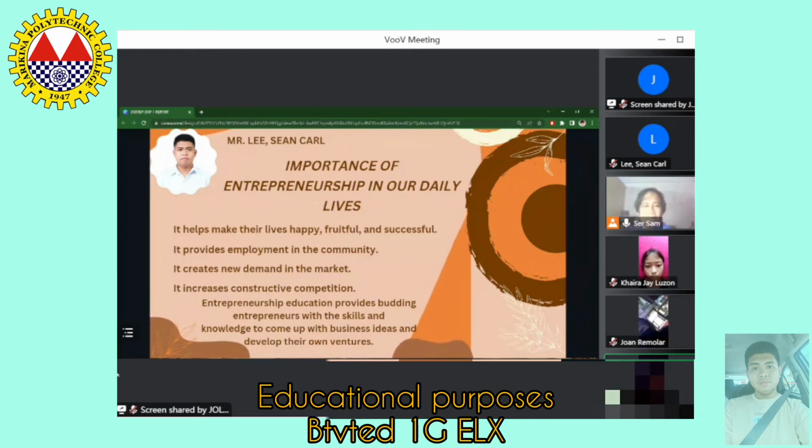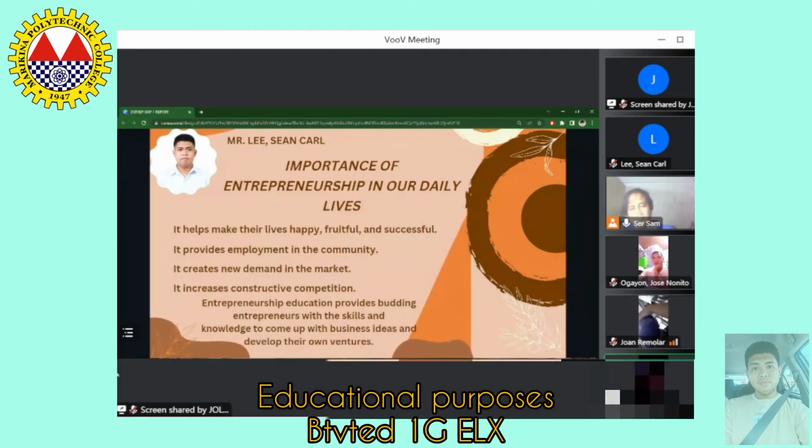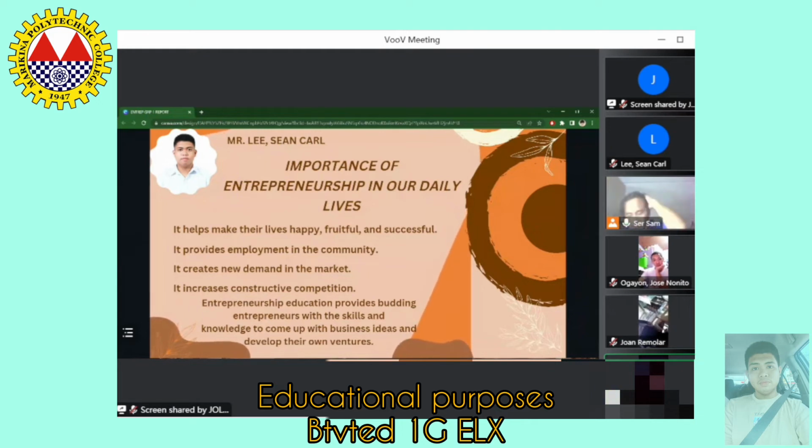Entrepreneurship education provides budding entrepreneurs with the skills and knowledge to come up with business ideas and develop their own ventures. So, sino nga ba yung mga budding entrepreneurs? Siyempre, makakonsider natin yung sarili natin as a first-year college student kasi nga, we're studying this subject para sa future, magkaroon tayo ng knowledge at ma-apply natin ito in real life. Okay? So, next slide.